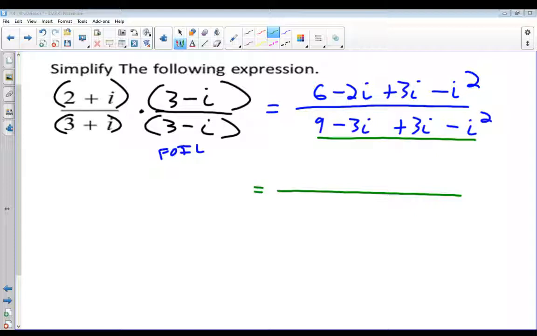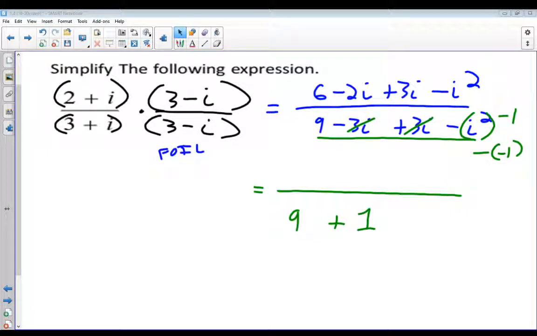So in other words, first we have the 9. The negative 3 on the 3i will cancel. And then the i squared, that's negative 1. So you got a minus negative 1, which becomes plus a positive 1 on bottom. And that should give you a 10 at the end.